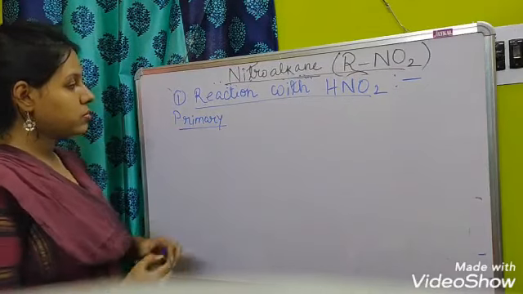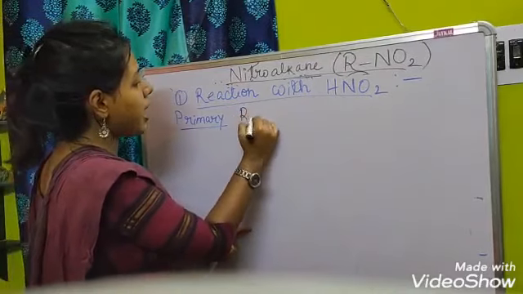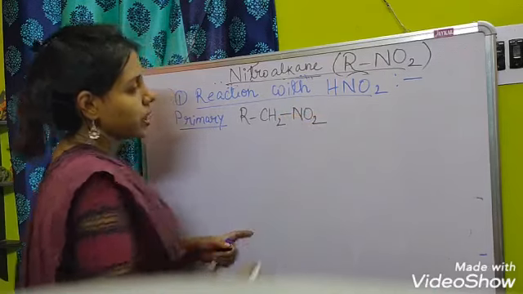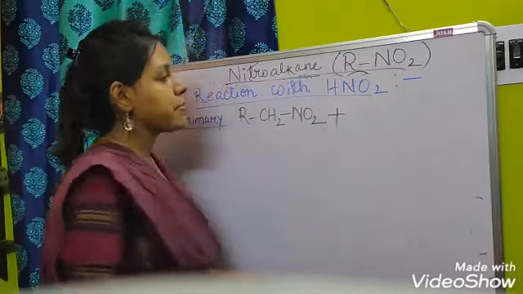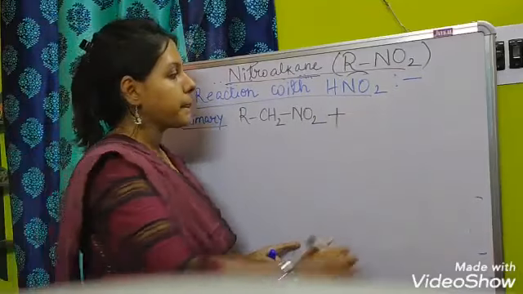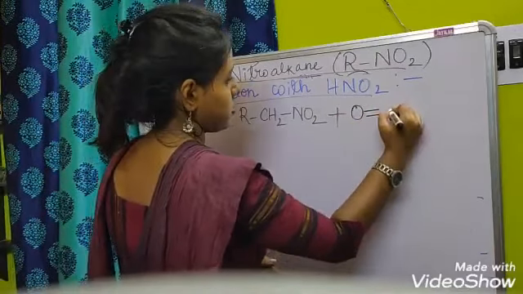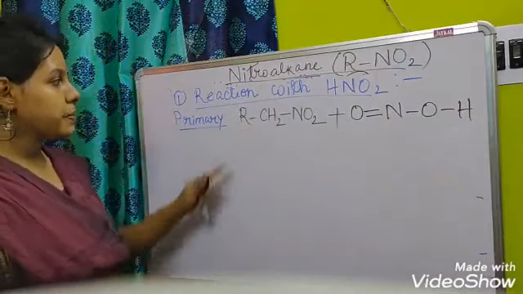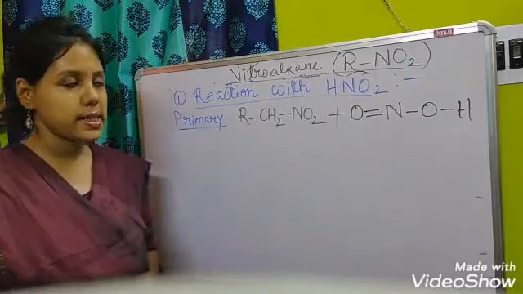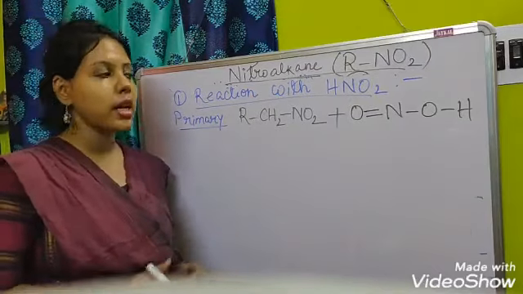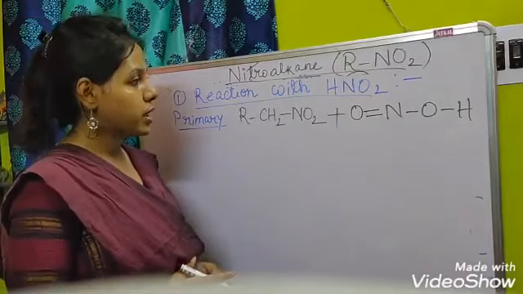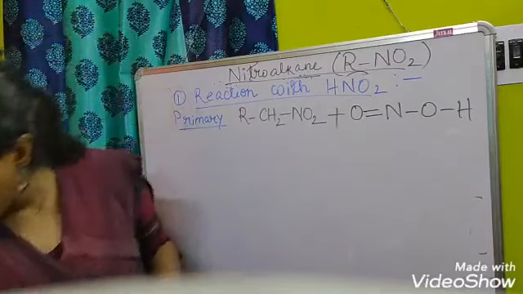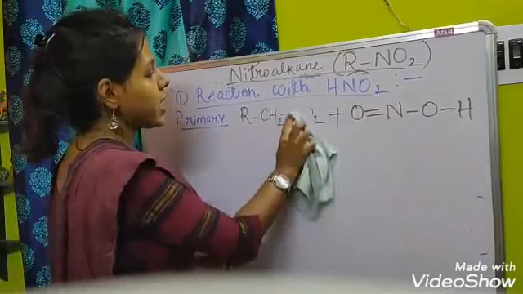nitroalkane. So this one, RCH2NO2. Okay. Now I am taking the nitrous acid. So this is the primary nitroalkane and this is the nitrous acid. So whenever they are reacting with each other, there will be the removal of water. So how it will remove out? For this purpose, we have to write it like this.